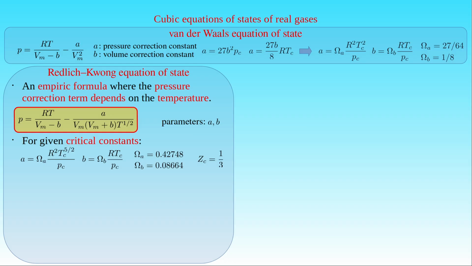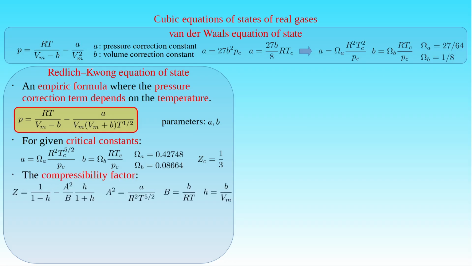The compressibility factor Z of a gas can be derived in terms of its state variables from the improved equation of state as well, and expressed by 1 over 1 minus h, minus capital A squared over capital B, times h over 1 plus h, where the square of capital A is defined by A over R squared times T to 5 over 2, capital B refers to B over R times T, and h simply denotes B over Vm.